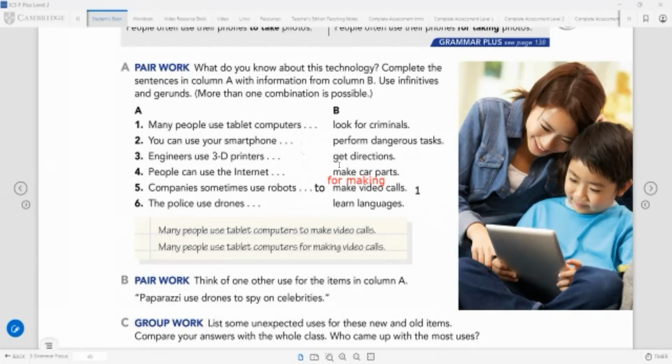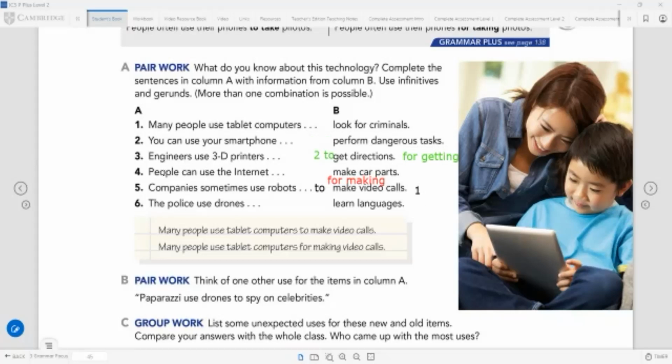You can use your smartphone. Sorry, that would be number two, to get directions. If you use the infinitive, you say to get, or for getting directions. Those would be the other options.